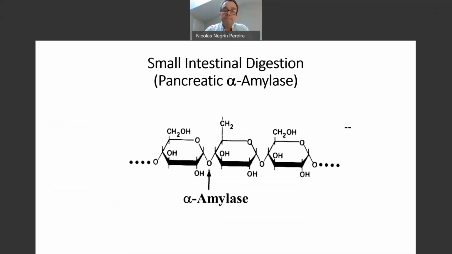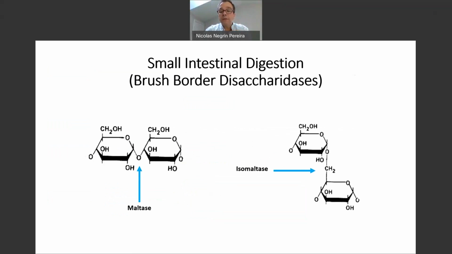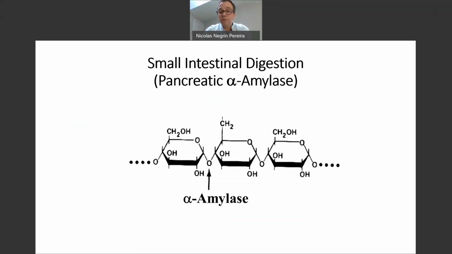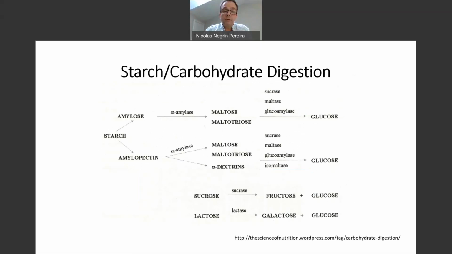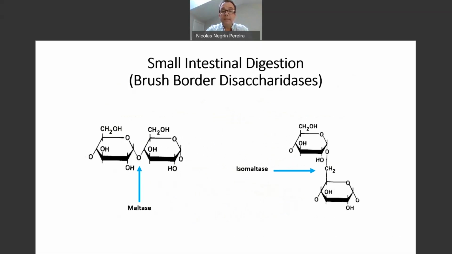This is a diagram showing the alpha amylase site of action, which of course is the alpha 1,4 linkage between glucose units. Of course, alpha amylase will not have any activity on a beta 1,4 link between glucose units. We have here maltose and the link where maltase is going to be attacking, and isomaltase on isomaltose, to give us 2 units of glucose.